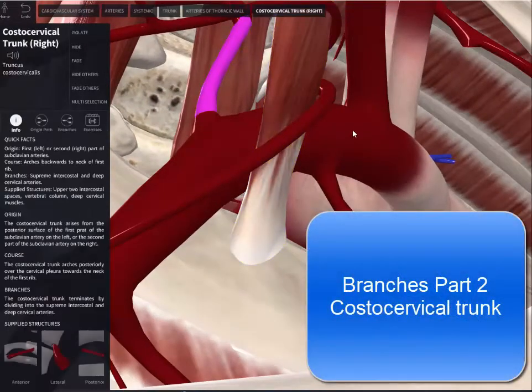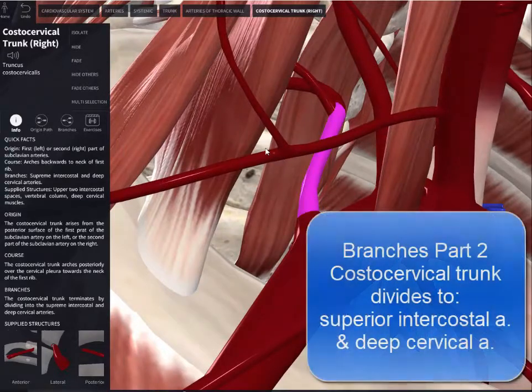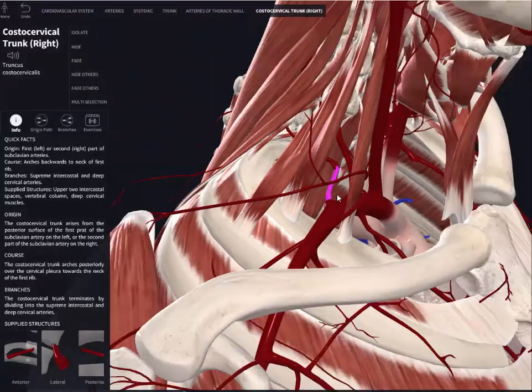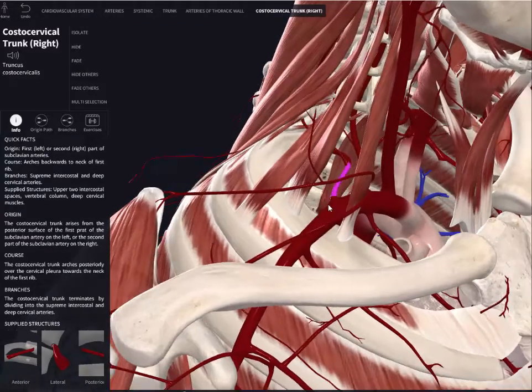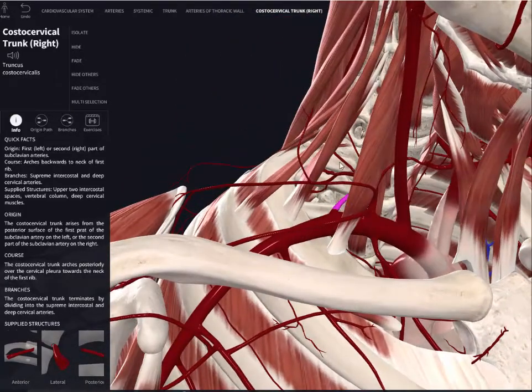Most of the time it does come off the second part. Sometimes it actually does come off the first part as well. But here's your costocervical trunk, and what it does, it splits into the superior intercostal artery and the deep cervical artery. It'll arch somewhat posteriorly, as you can see here, over the cervical pleura of the lungs and towards the neck of rib number 1, which is over here.